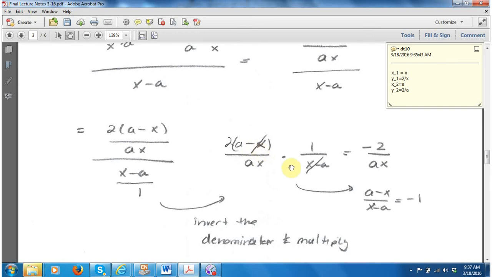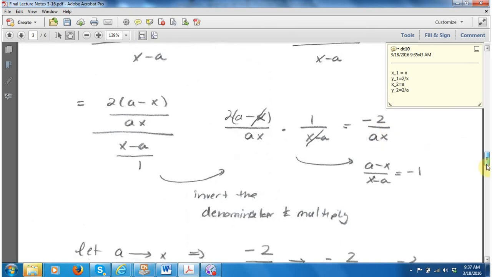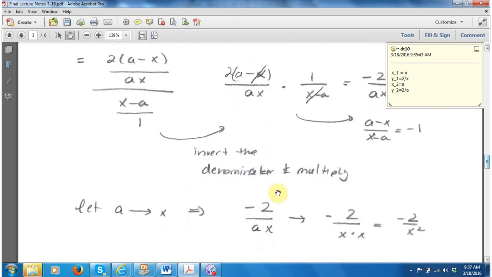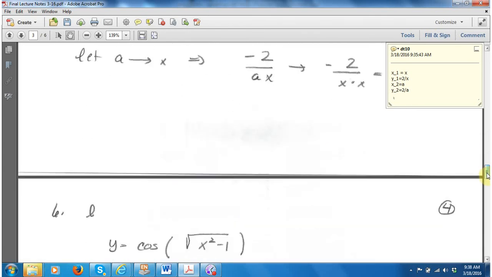Now a minus x over x minus a, in the beginning of the semester, we talked about this quite a bit. That's minus 1. So those cancel, and I'm left with minus 1 times whatever's left over, which is really the minus sign just goes on top, and I'm left with this. The very last step is to let a slide to x. So if I let a slide to x, I get this expression right here, which is minus 2 over x squared.